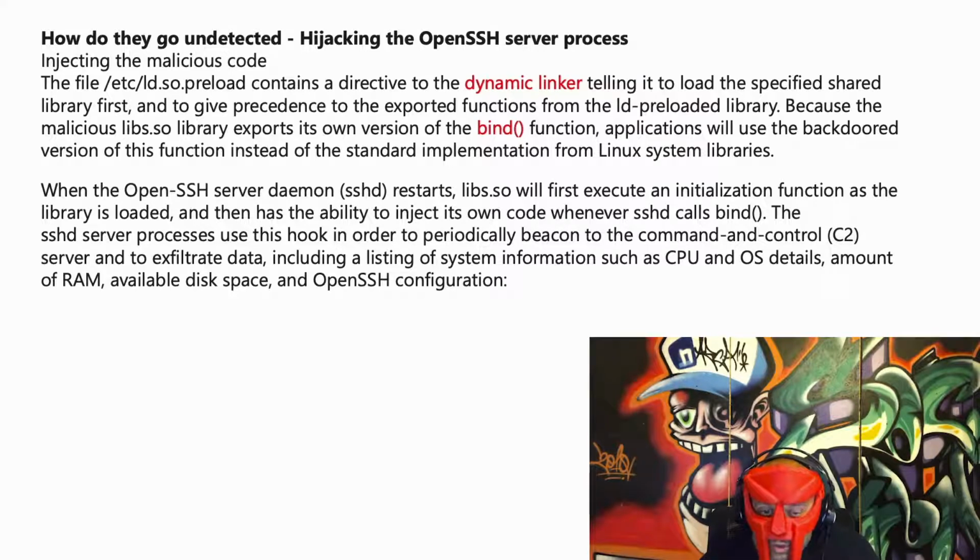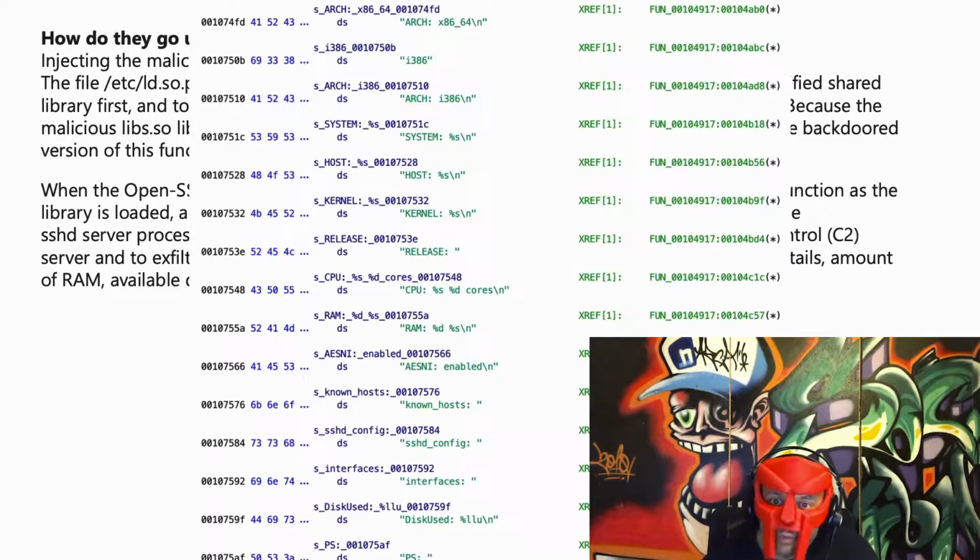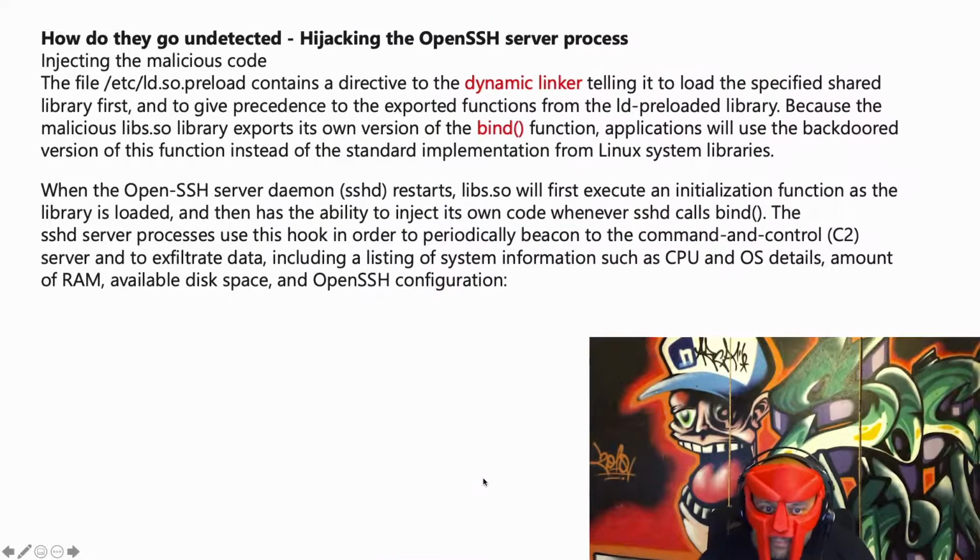So the SSHD server process uses this hook in order to periodically beacon to the command and control server and to exfiltrate data, including a listing of system information such as CPU and operating system details, amount of RAM, available disk space, and open SSH configuration. So here's a screenshot that I got from the research that they did at Qihoo 360 Labs, where you can see that they're exfiltrating the architecture, i386. They're looking at the system, looking at the host, grabbing the kernel, grabbing the release, the CPU, RAM, known host, SSH configuration, interfaces, yada yada yada.